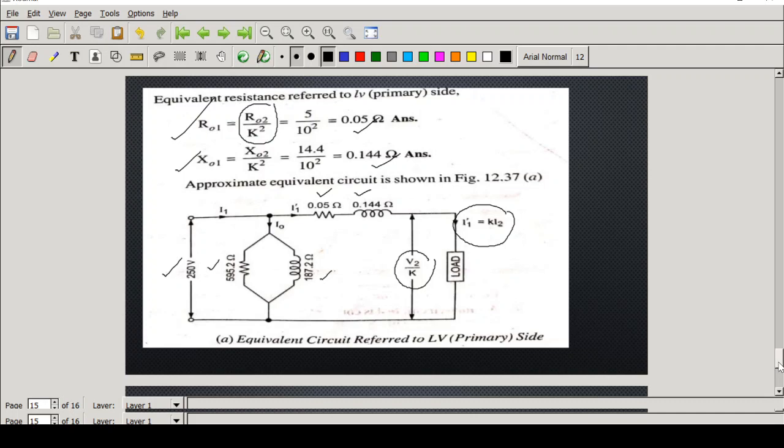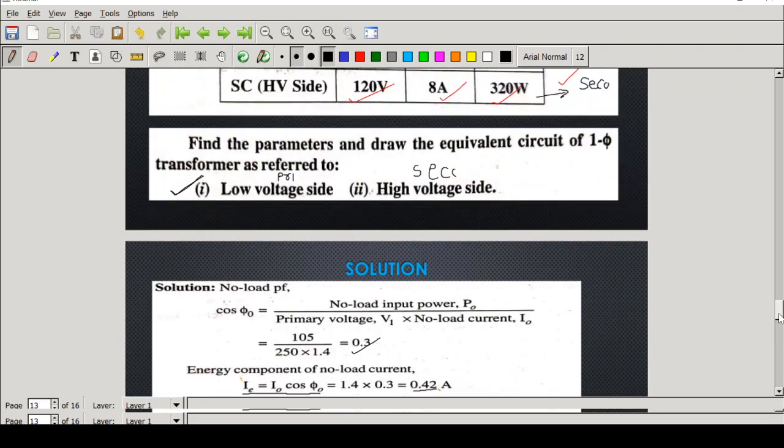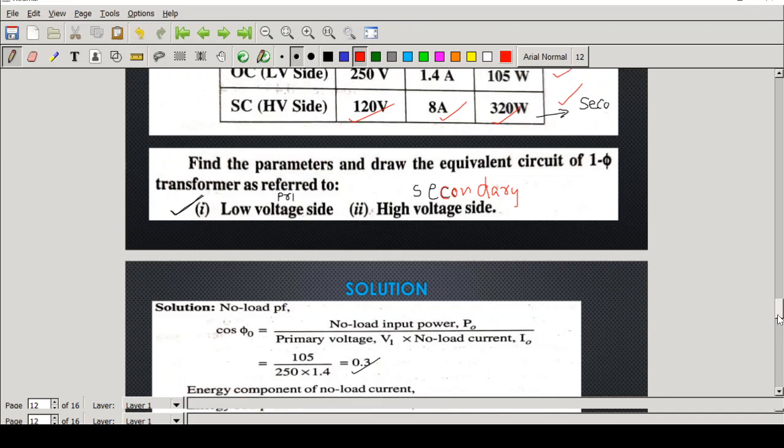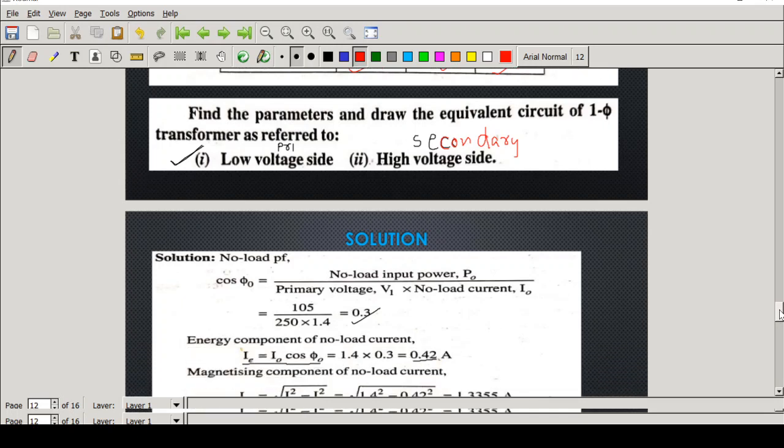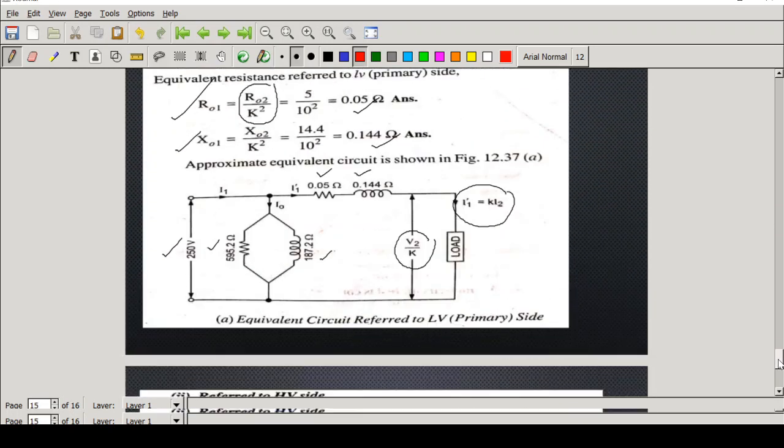Now we will go to the second part of the question. The second part is to draw the equivalent circuit referred to the high voltage side. Our secondary is the high voltage side. Now you have to take everything to the high voltage side, or secondary. So do we have to change the parameters we obtained in the short circuit test, that is R02, X02, Z02? No, because that test is conducted on the secondary side. That will remain the same. Only the values of R0, X0 will change.